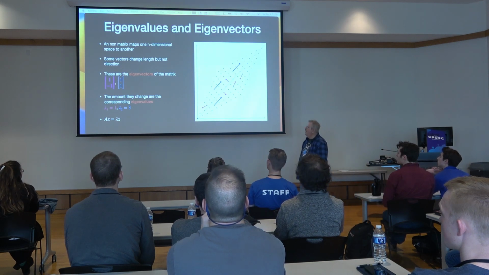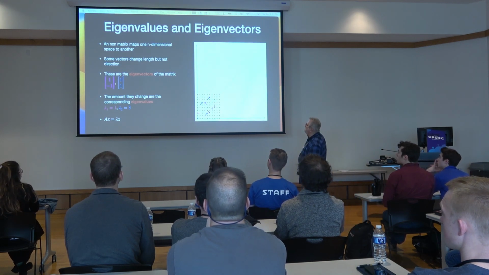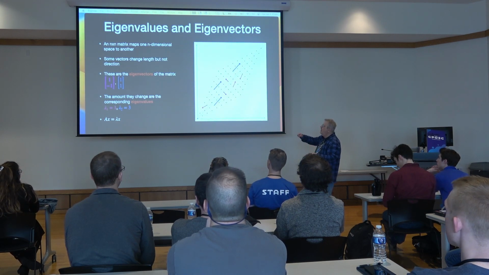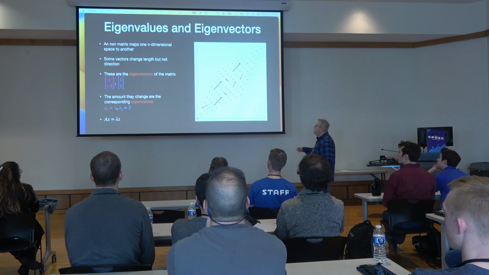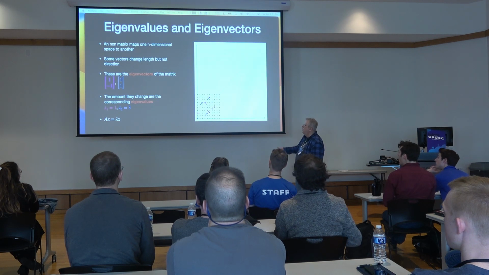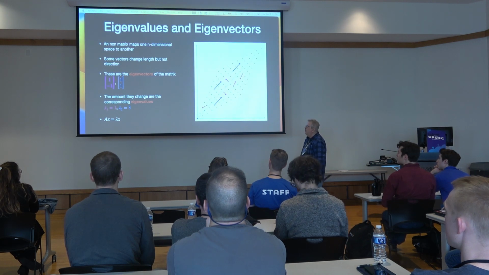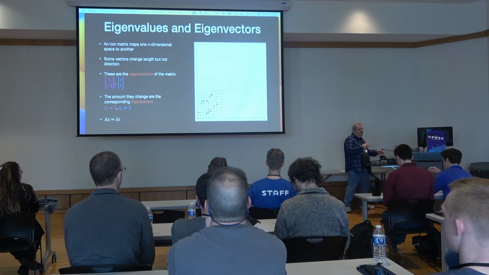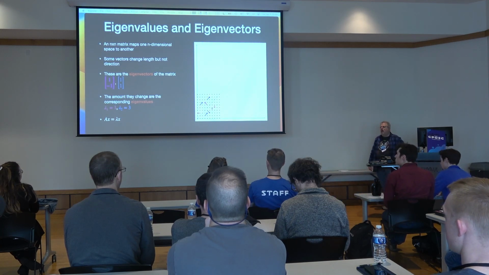A matrix maps one n-dimensional space to another one, and some vectors change the length but not the direction of it. These are some of the slides that I skipped. Sometimes it changes the length and the direction, and sometimes it only changes the length. The vectors that only change length are the eigenvectors, and the amount that gets scaled is the eigenvalue. So those are really important. Those are like the characteristics of this, a good way of describing what that matrix is doing and the effect that it has on space.